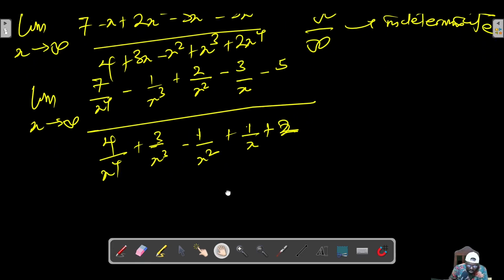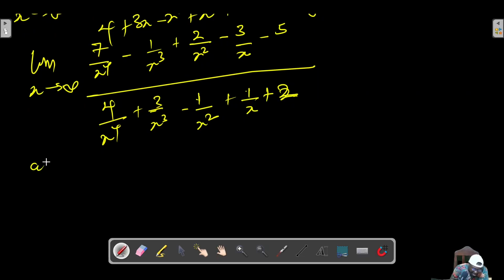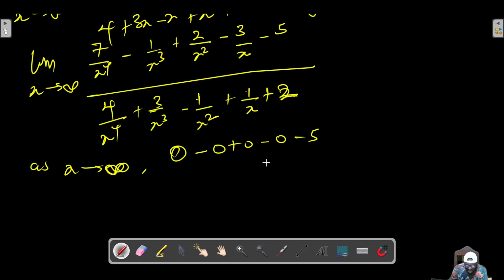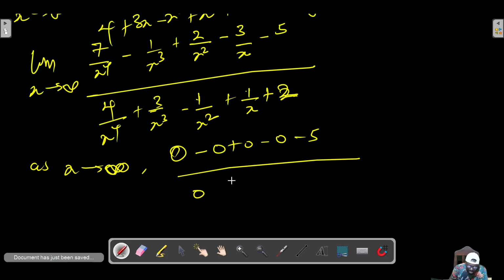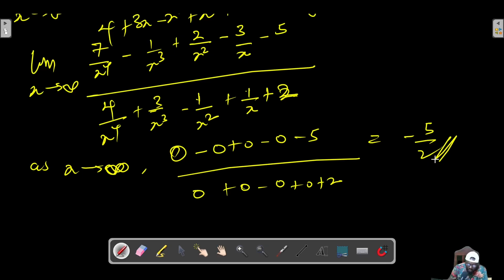So now the job becomes simple. As x is approaching a larger value, infinity, this term will approach 0. 7 divided by a large value approaches 0. So I can say 0 minus 0 plus 0 minus 0 minus 5 for the numerator. Now for the denominator, the same thing applies. So here becomes 0 plus 0 minus 0 plus 0 plus 2. So our answer is negative 5 on 2. Simple.